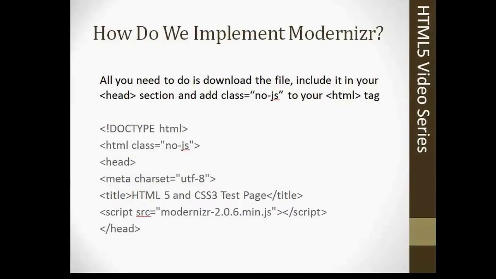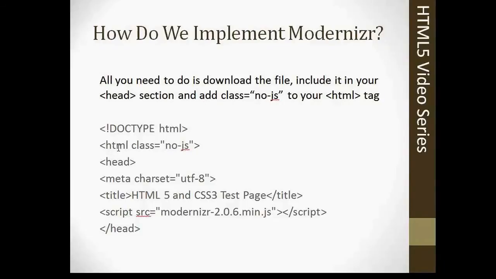So how do we implement Modernizr? If you go to the page and you see you have a development version and a production version, it can look kind of complicated, but it's really not at all. All you need to do is generate the file, download it, and include it in your HTML, and this is how you would do that. You would do it in the head.